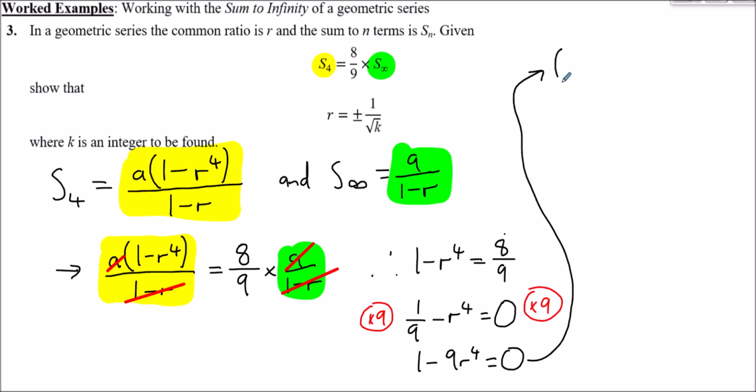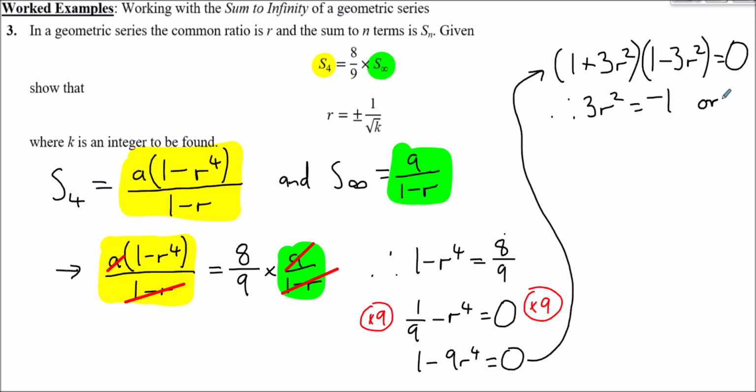So I'll get 1 plus, well, the square root of 9 is 3, and the square root of r to the 4 is r squared. So 1 plus 3r squared, 1 minus 3r squared equals 0. So therefore, either 3r squared equals minus 1, or 3r squared equals 1. If we square something, and we're talking non-imaginary numbers, something squared is always positive. So we can't have 3 lots of a square number ever being negative, not if we're talking about real solutions. So this one isn't possible.